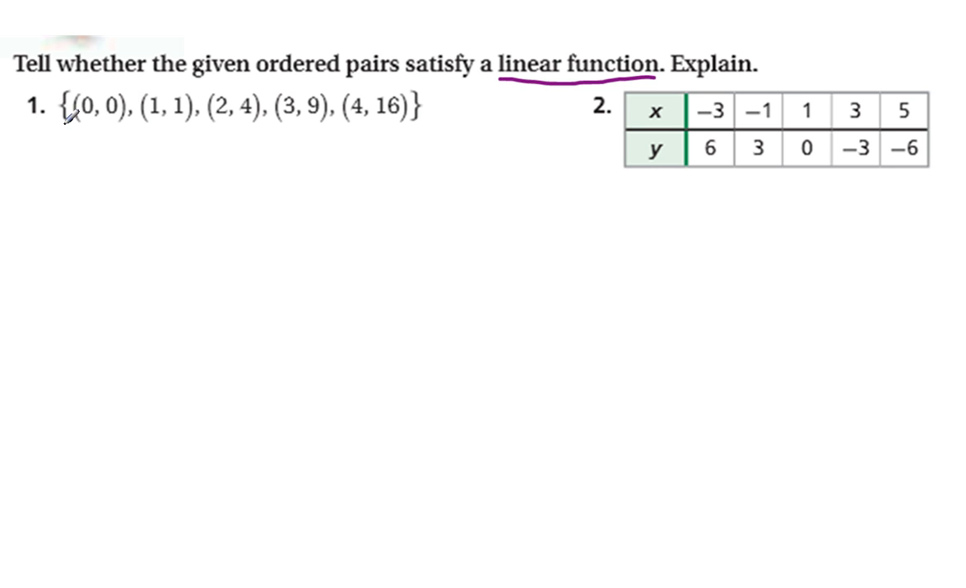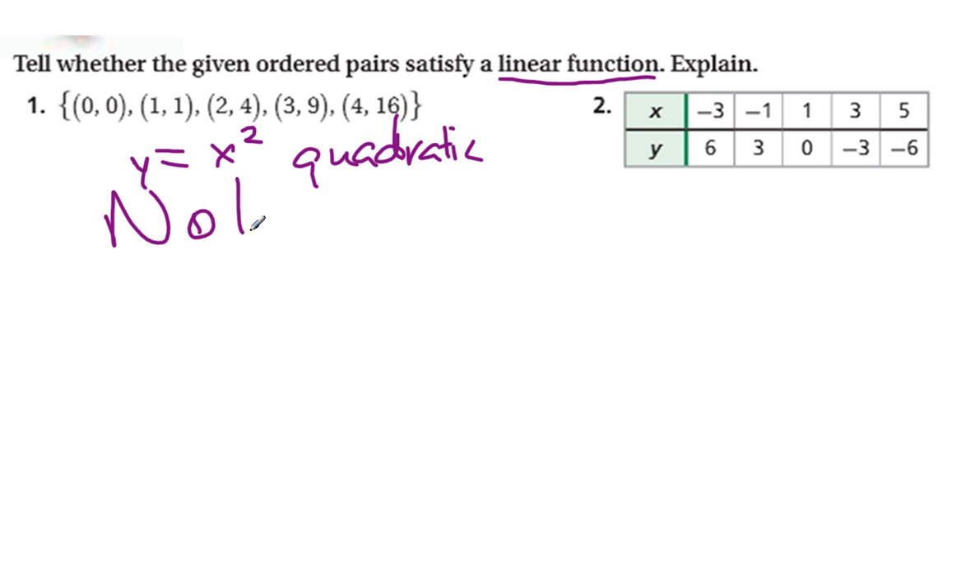So we're looking for common differences between x and y. So 0, 0, 1, 1, 2, 4, 3, 9, 4, 6. Hopefully you recognize, looking at these, that y in this case is x squared. And if it's x squared, then that's quadratic, which is very not linear. So this one is not.